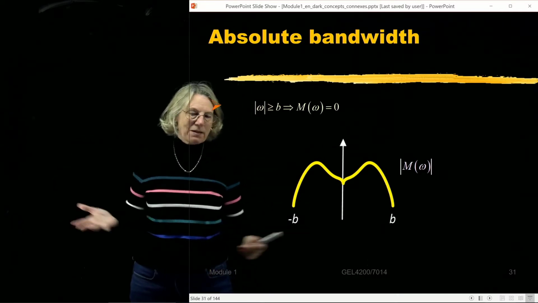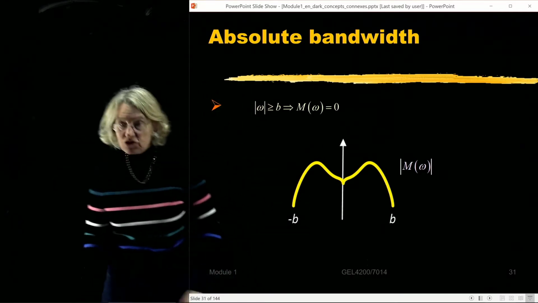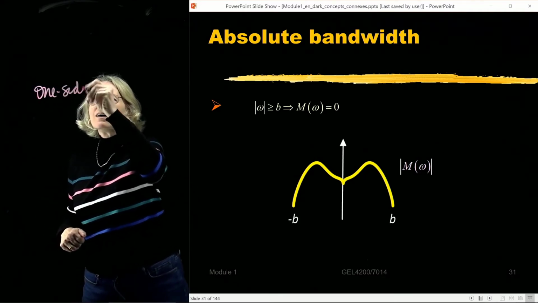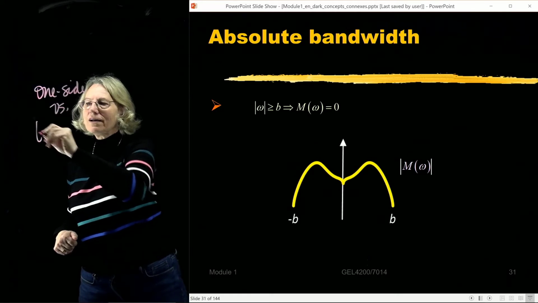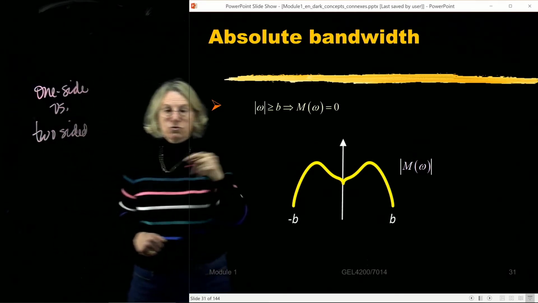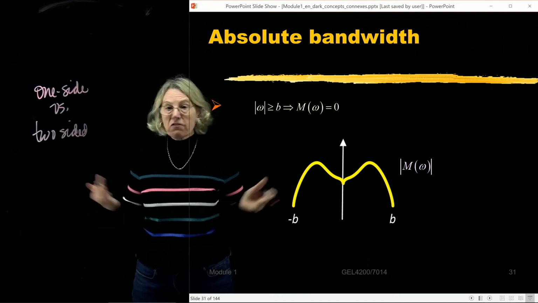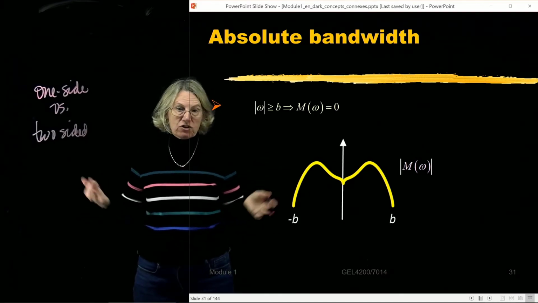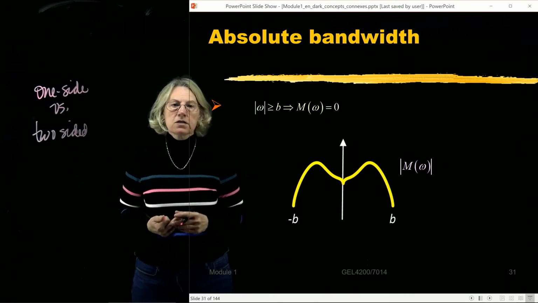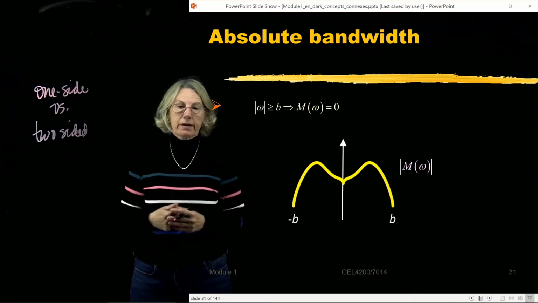Now, I'll take a minute or two just to explain what this one-sided versus two-sided is. Why does it exist? We'll always be looking at the two-sided bandwidth. Do negative frequencies exist? No, they don't exist. They're a mathematical construct that is really simple for us to manipulate and predict what happens. So you would think that one-sided bandwidth was the one that we would worry about.